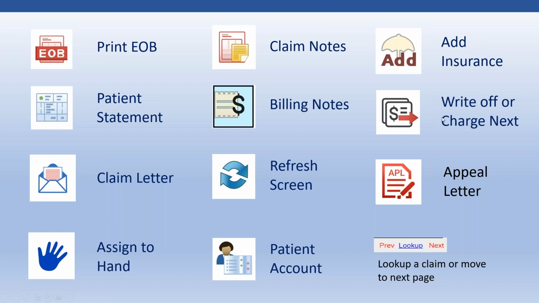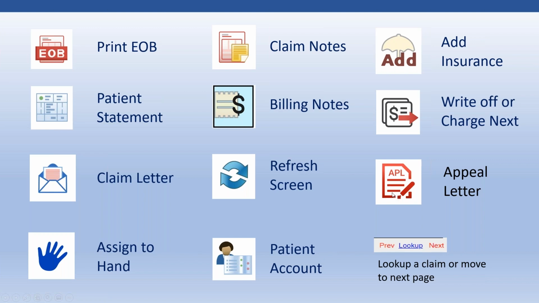Right here, you could write off or charge the next responsibility if you needed to do that. You could do that from here. And you could also send an appeal letter. Now, some people have a second bill review. If they're in the state of California, they use the second bill review. You can actually have that in here, and it will auto-populate all the details based on your claim that you're filling out, and you can send your appeal letter right from this remittance screen.